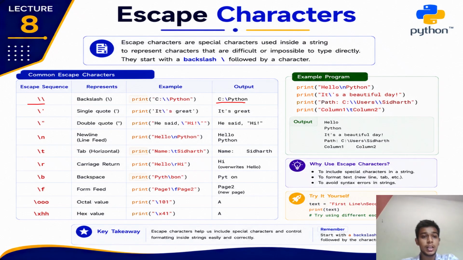Now, the second one is the single quote. For using a single quote, we write backslash and a single quote. So only the single quote is present. Similarly, it is used for the double quote. Now, let's start with the new line.